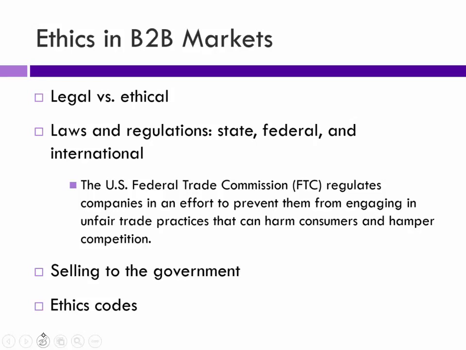So there are laws and regulations to try to keep people honest. The FTC regulates companies to try to prevent unfair trade practices that can harm. So basically, things that would deceive the consumer, or things that inhibit competition, because generally competition is good for the consumer. It gives them more choices and lower prices. So that's kind of what the FTC does. Again, the rules can't cover everything, so sometimes ethical issues have to come in where the law leaves some holes in there. Companies that sell to the government have even stricter rules that they have to follow.